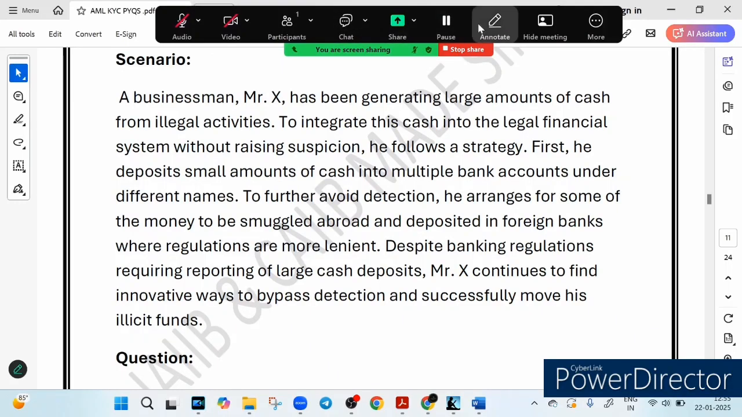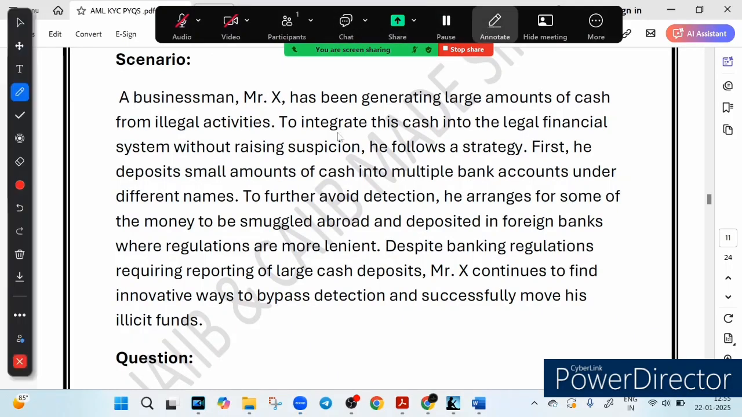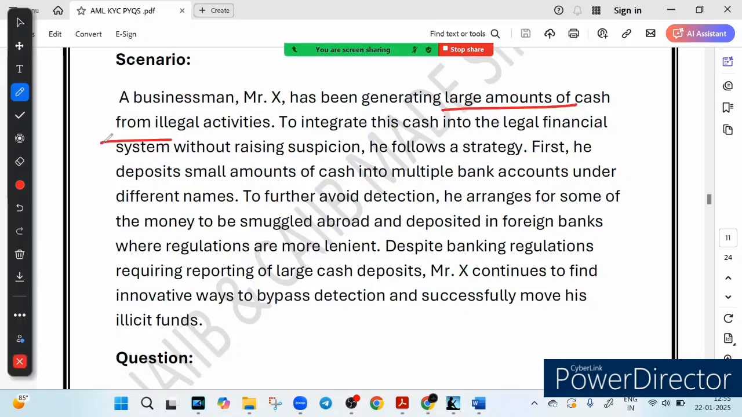Imagine a businessman, Mr. X, who earned tons of cash from illegal activity, right? Doing things that he should not be doing. Now he can't just walk into a bank and deposit all that cash, right? It will raise a red flag with authorities, right? So here is what he does. He deposits a small amount of money into multiple bank accounts under fake names to avoid suspicion, right?